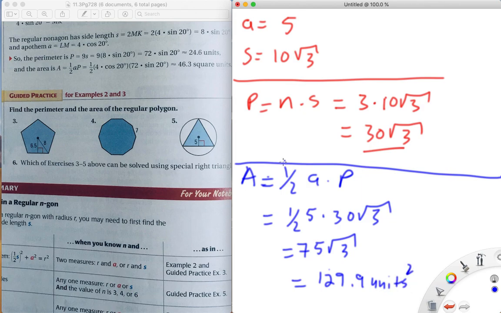Okay, and that is our area. So our area is 129.9 units squared, and our perimeter is 30 root 3.